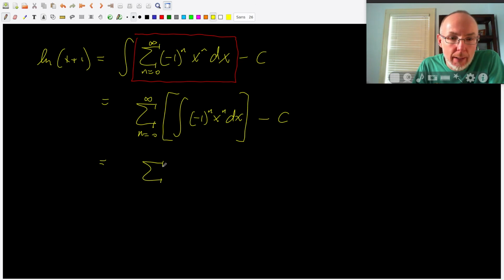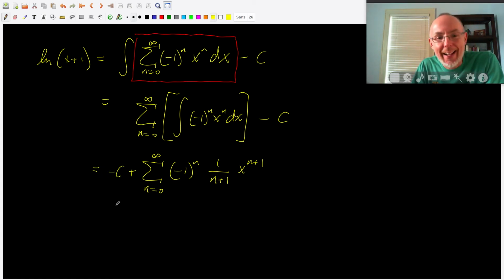And when I do that, the minus 1 to the n doesn't change, it's just a constant. X to the n is going to give me 1 over n plus 1, x to the n plus 1, and n is going from 0 now to infinity. But if you start writing that out, and I'm going to write the c at the front just to avoid confusion, you'll see that it's exactly the same as we had before. When n is equal to 0, we get x. When n is equal to 1, we get a half of x squared, and it's alternating.